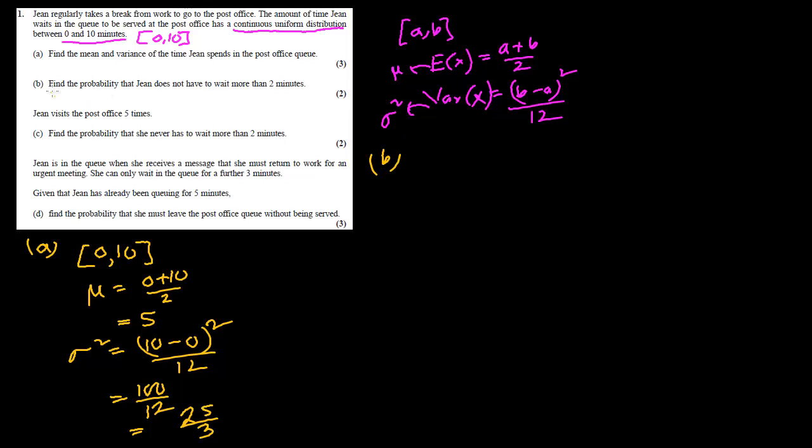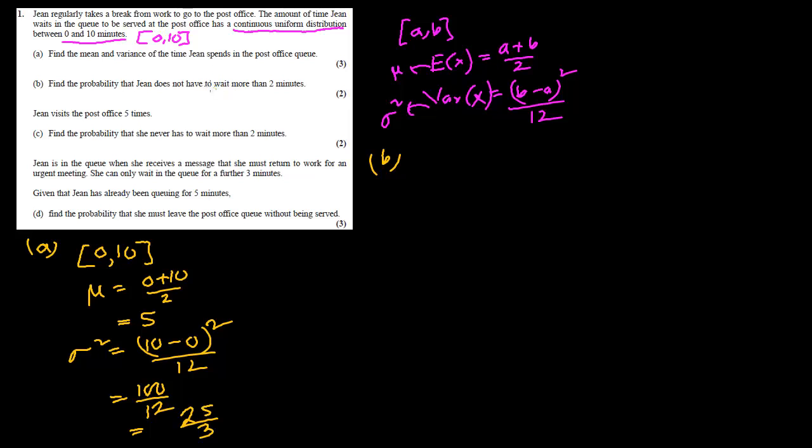Question B says, find the probability that Jean does not have to wait more than 2 minutes. So remember the story. It's a good idea to read the story very carefully. The story is that you have to wait from 0 to 10 minutes. That means you have to wait within 10 minutes before you get served at the post office. And the story has a context that you're taking a break from your work and going to the post office.